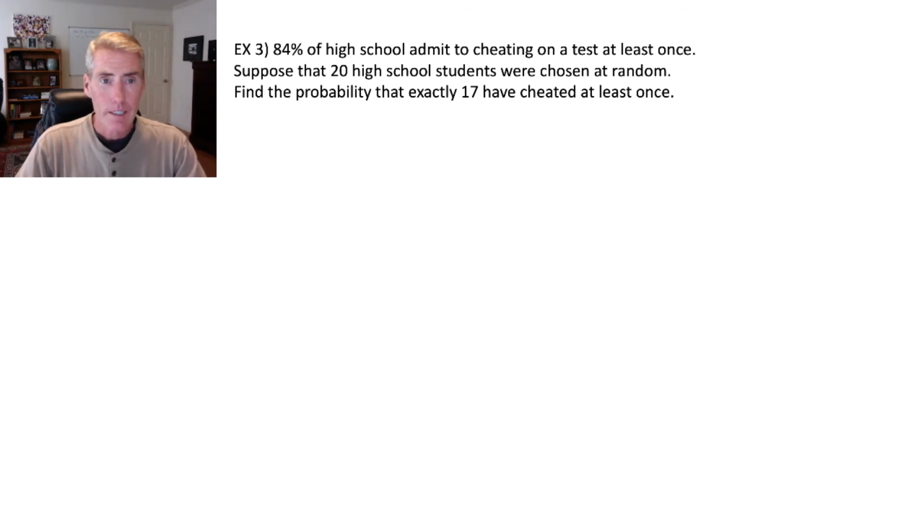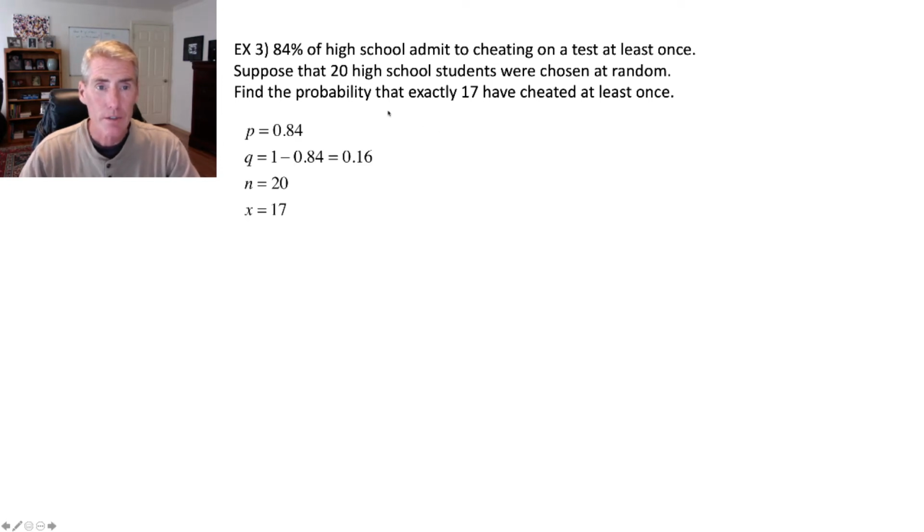All right, then on to the next example, 84%, so that's going to be p equals 0.84. 84% of high school students admit to cheating on a test at least once. Suppose that you've got 20 high school students. What's the probability exactly 17 of them have cheated at least once, or at least would admit to it?